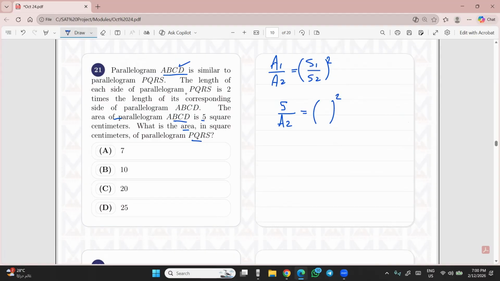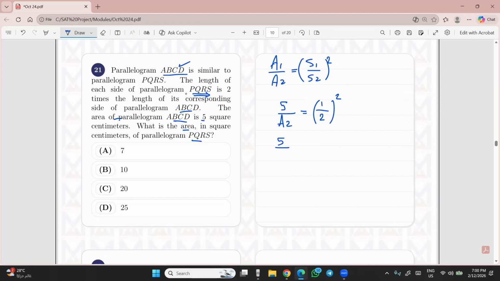The side length of the second one is 2 times the corresponding side length of the first one, which means the second one here is equal to 2 times the first one here. So we just write 1 over 2, 1 for the first, 2 for the second, because the length of each side of the parallelogram PQRS, which is the second, is 2 times the corresponding side of ABCD, which is the first. So we just write 1 over 2 inside this parentheses and then get the value of A.